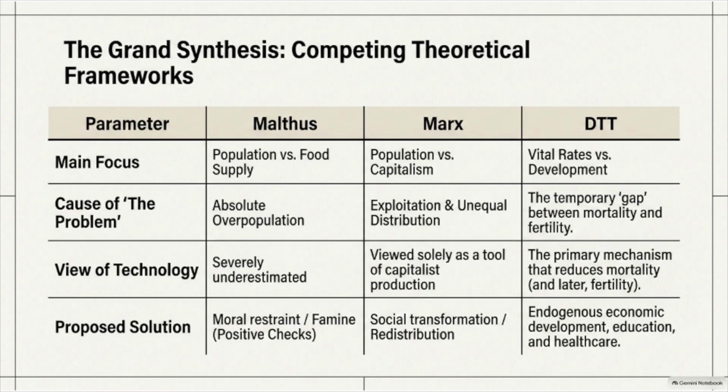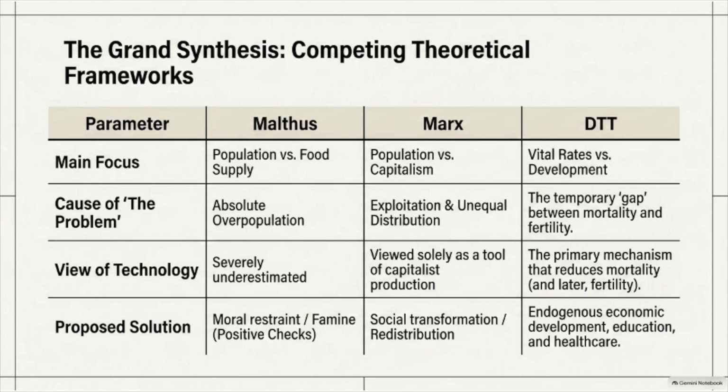Comparing these three frameworks directly, Malthus focused on population versus food supply, blaming absolute overpopulation, severely underestimating technology, and proposing moral restraint or famine as positive checks. Marx focused on population versus capitalism, blaming exploitation and unequal distribution, viewing technology solely as a tool of capitalist production, and proposing social transformation and redistribution as the solution.